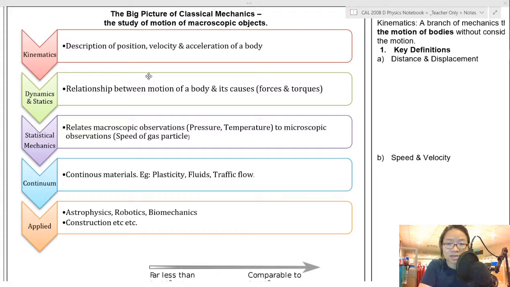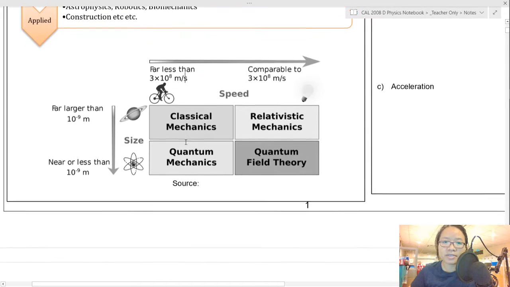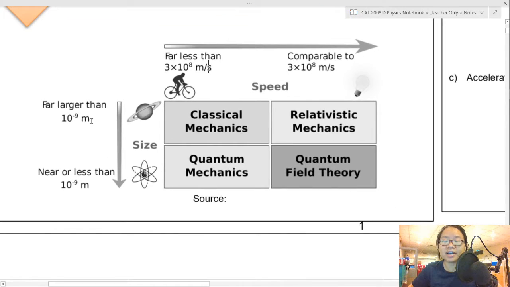But before I talk about classical mechanics, especially if you intend to do engineering, this is where you stay, and you just stay there. But if you are interested in thinking about physics as more than classical mechanics, then you can see that in physics we tend to have four fields, and 95% of your syllabus is inside classical mechanics because we will study things that are traveling at less than the speed of light and are a lot larger than 10 to the negative 9 meter.